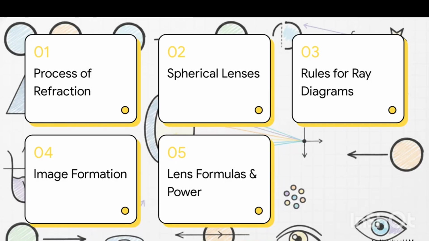Okay, so here is our game plan for this explainer. We'll start by breaking down the actual process of refraction. Then we'll introduce spherical lenses, map out the rules for ray diagrams, explore how images are formed, and finally, we'll wrap up by tackling lens formulas and power. Let's get into it. Part 1.